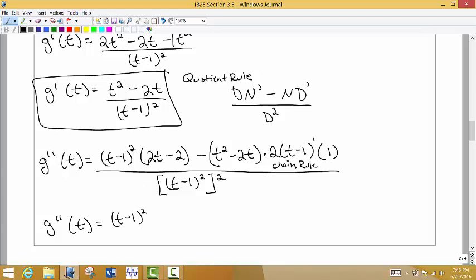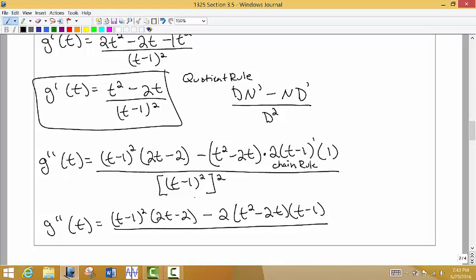So I'm going to leave t minus 1 squared as is, and I'm going to leave 2t minus 2 as is. Minus, I'm going to go ahead and bring the 2 to the front, so I'm going to say minus 2. Then I'm going to write the other groups pretty much just as they are. Not too much simplification here. Not too worried about it.